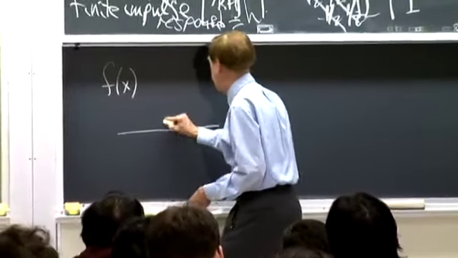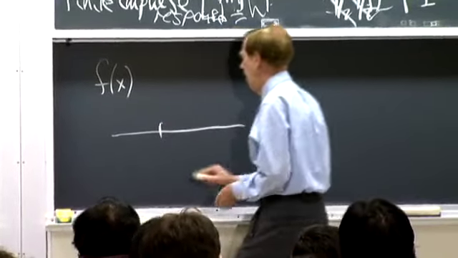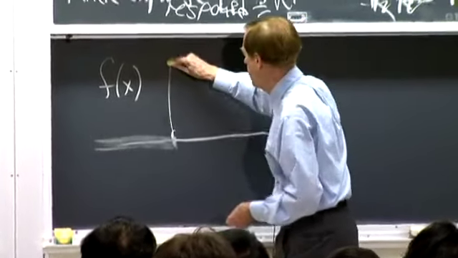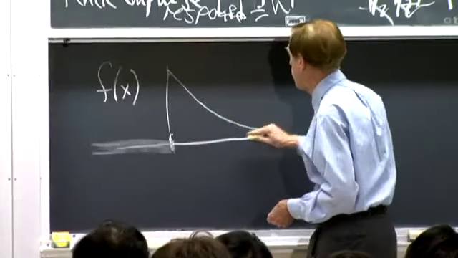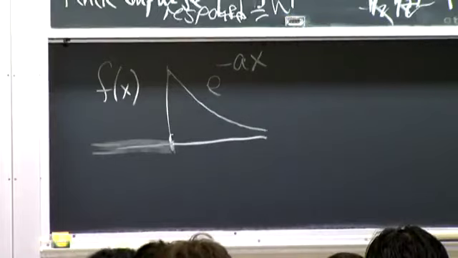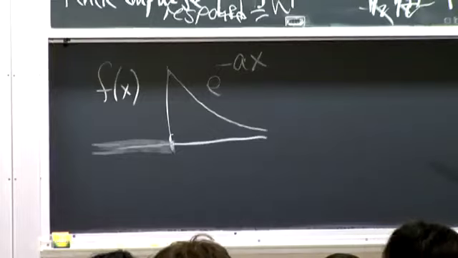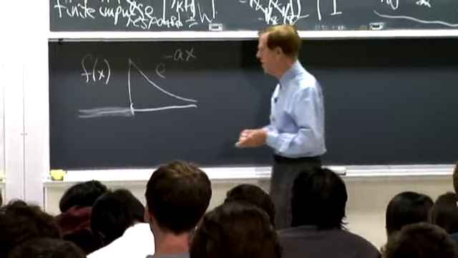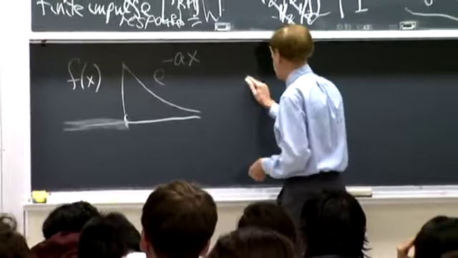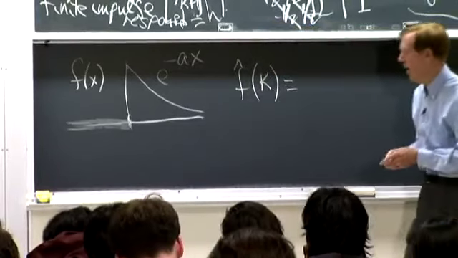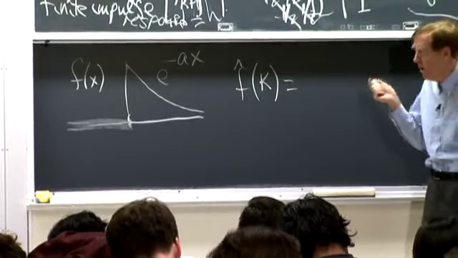Here, let me take f of x to be 0 here, and then a jump to 1, and then an exponential decay. So e to the minus ax. Okay, so that's the input. It's not odd. It's not even. So I expect a complex f hat of k, which I can compute. So f hat of k is what now? Let's just figure out f hat of k and look at the decay rate and all the other good stuff.